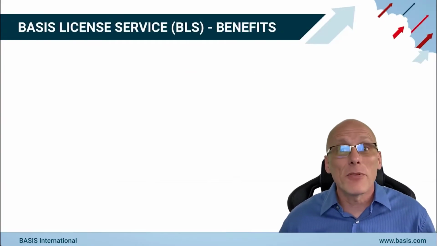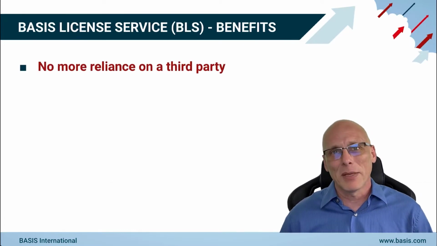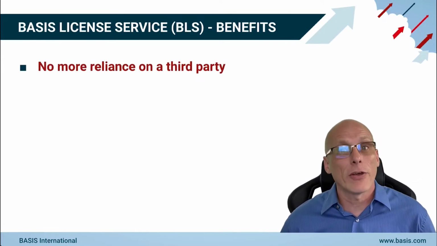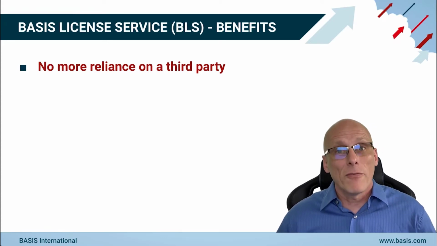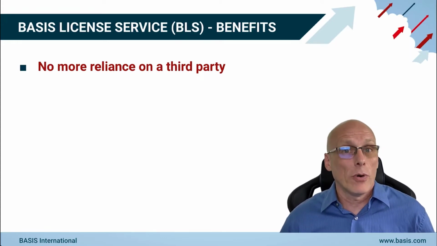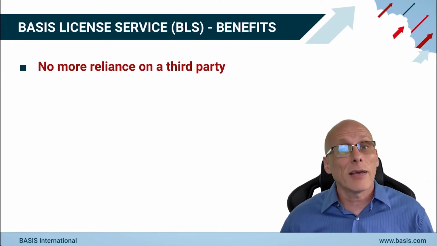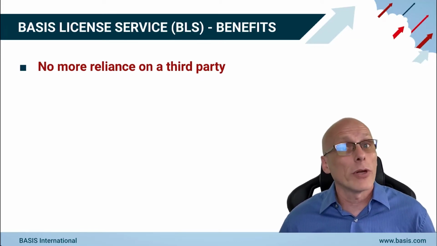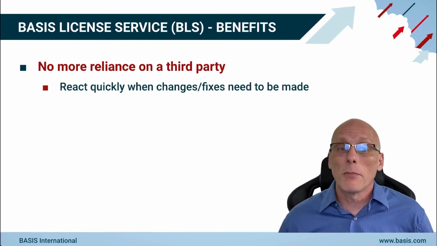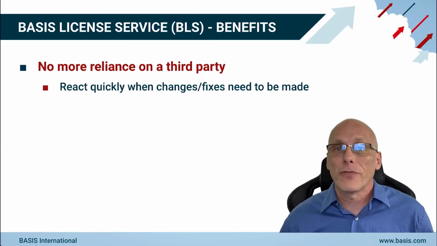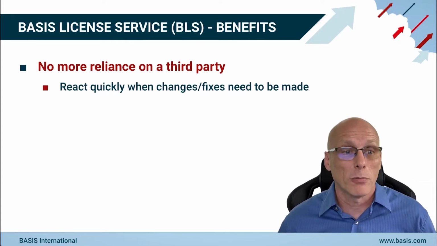All right, so what are some of the benefits of using the BLS? Why did we bother putting all the effort into developing this? Well, there's no more reliance on a third party, and I think that's a huge win right there in and of itself. FlexLM is a black box, so if something needed changed, fixed, enhanced, we were out of luck unless FlexLM decided that they were going to make those changes for us. And so now we're able to react much more quickly when any changes or fixes or enhancements need to be made to better serve the needs of our customer base.